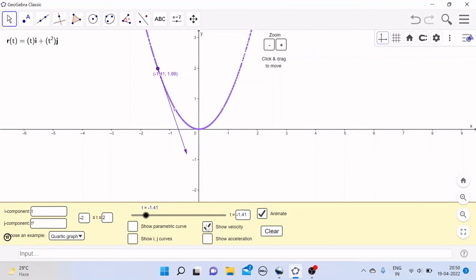Direction of action of r'(t), the velocity vector. Direction of action of the acceleration vector r''(t). The simultaneous view of both velocity vector and acceleration vector. So these are the graphical representations of vector valued functions in 2 space.